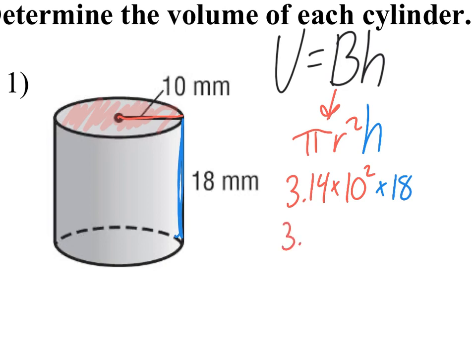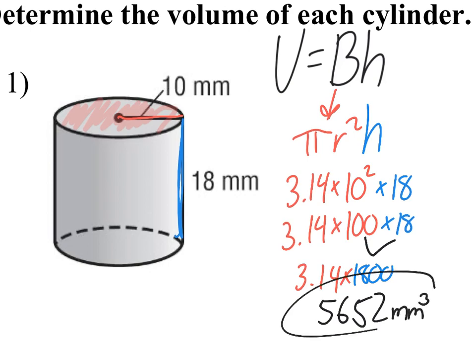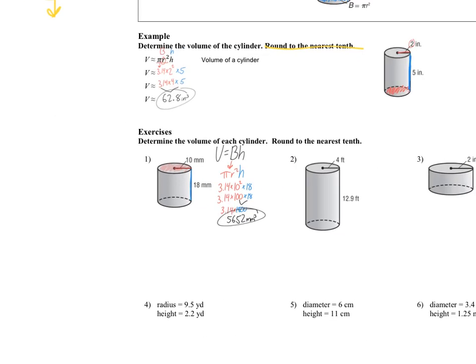I'm going to go ahead and keep the 3.14 for right now. 10 squared is 100. That's 10 times 10. And again, we have to do that times 18. I'm going to break this one down just a little bit more. 100 times 18, pretty much going to be 18, 2 zeros on the end. And now we got to multiply these two numbers. 3.14 times the 1800. We get a value of 5652, and this is going to be millimeters cubed. Taking a look at the next one.